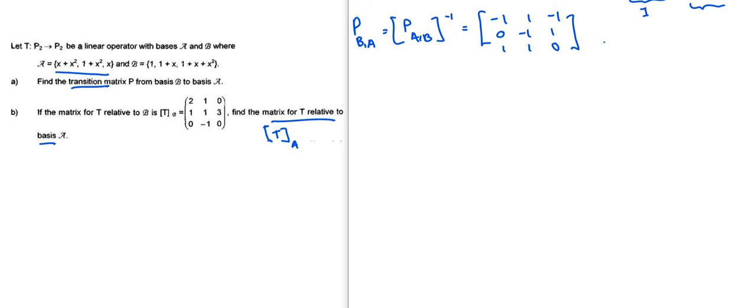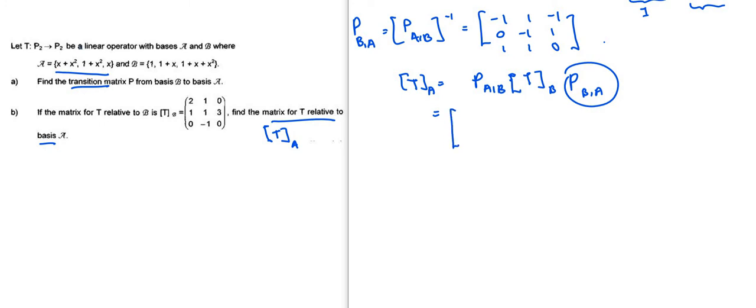Then we plug into the formula that we have produced before, where the matrix T relative to A equals P_AB multiplied by T_B multiplied by P_BA, where this is the inverse. So we plug in all the matrices that we have.